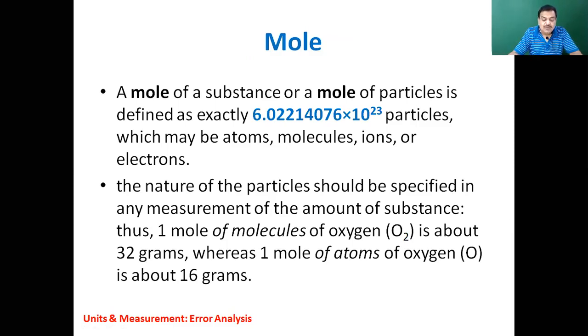A mole of a substance, or a mole of particles, is defined exactly as 6.02214076 into 10 to the power 23 particles, which may be atoms, molecules, ions, or electrons. It may be anything. So 1 mole is a simple count equal to 6.02214076 into 10 to the power 23 particles. But rather than saying this much, we simply say 6.023 into 10 to the power 23 particles, or you can say 6.022 into 10 to the power 23 particles.